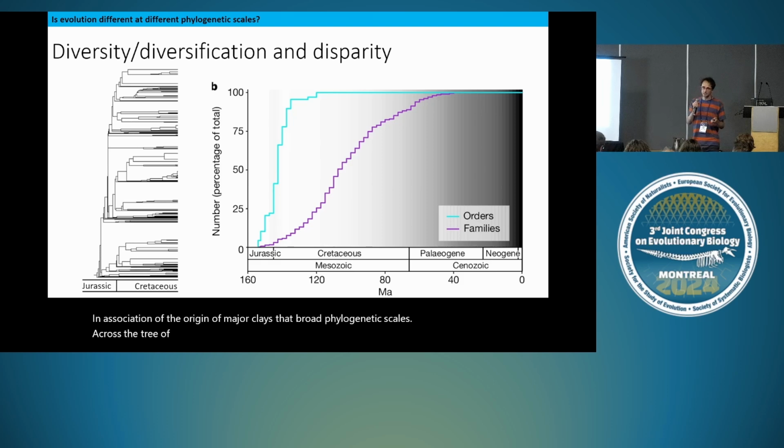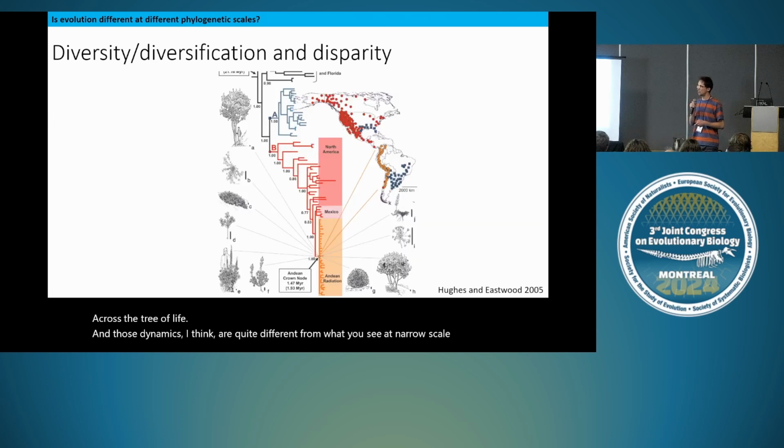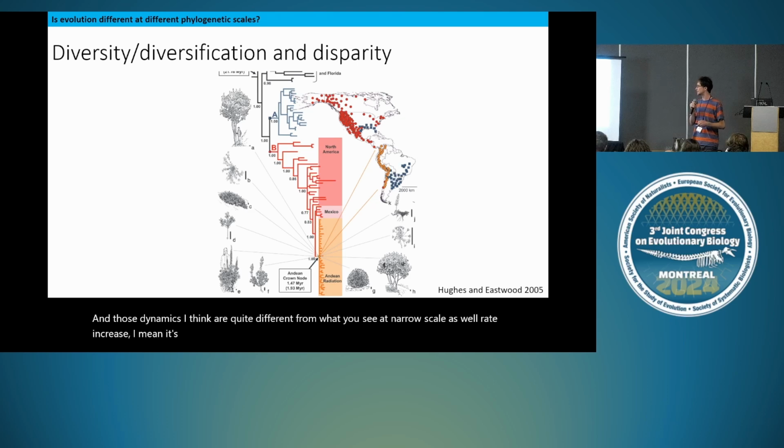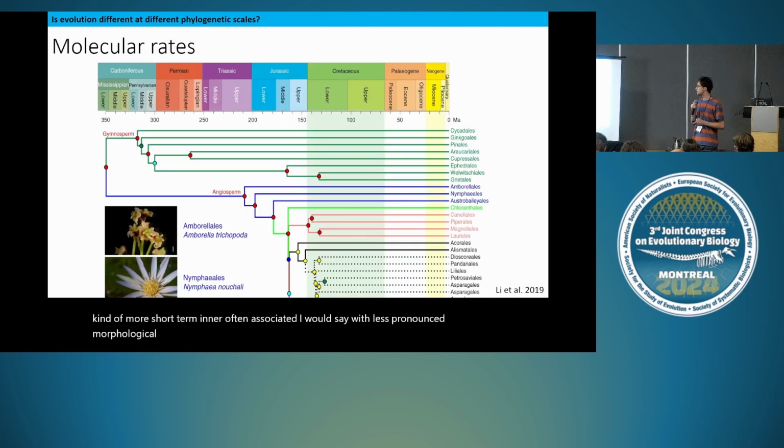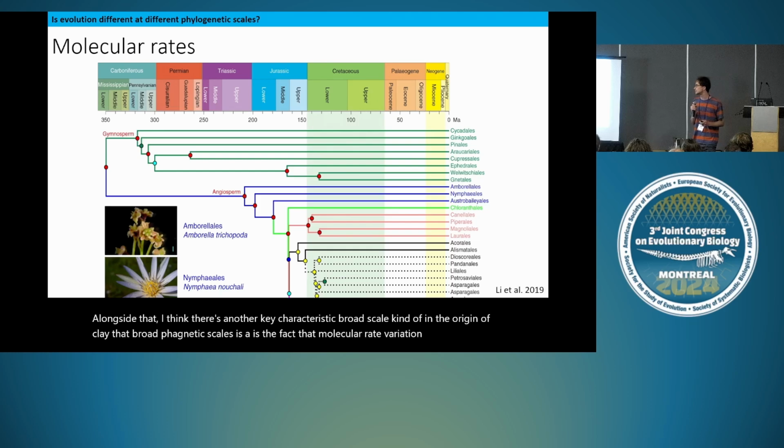And those dynamics, I think, are quite different from what you see at narrower scales, where rate increases, though it's hard to define exactly, are generally less long, more short-term, and often associated, I would say, with less pronounced morphological disparities. Alongside that, another key characteristic of the origin of clades at broad phylogenetic scales is that molecular rate variation and its characteristics differ quite substantially across those scales as well.